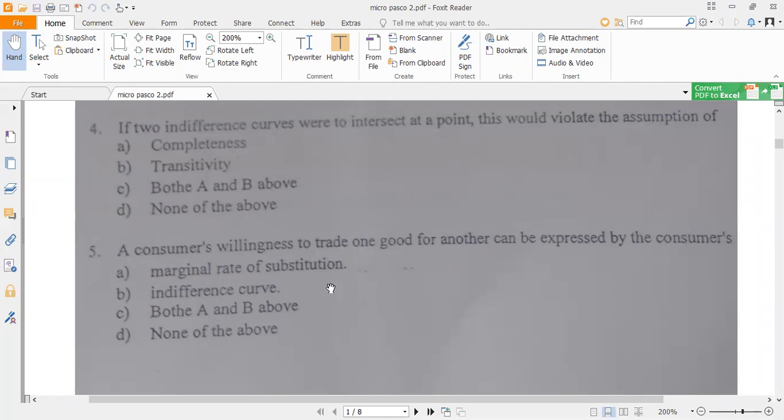substitution at all. But this one, because we derive the marginal rate of substitution from the indifference curve, I chose C, that it is expressed by both the indifference curve and the marginal rate of substitution, since we are getting the marginal rate of substitution from the indifference curve. But this is one of the questions that I wasn't so sure of. Left to me alone, I would have gone for C, both the marginal rate of substitution and the indifference curve. So later on, you can also check and see what you have. All right.